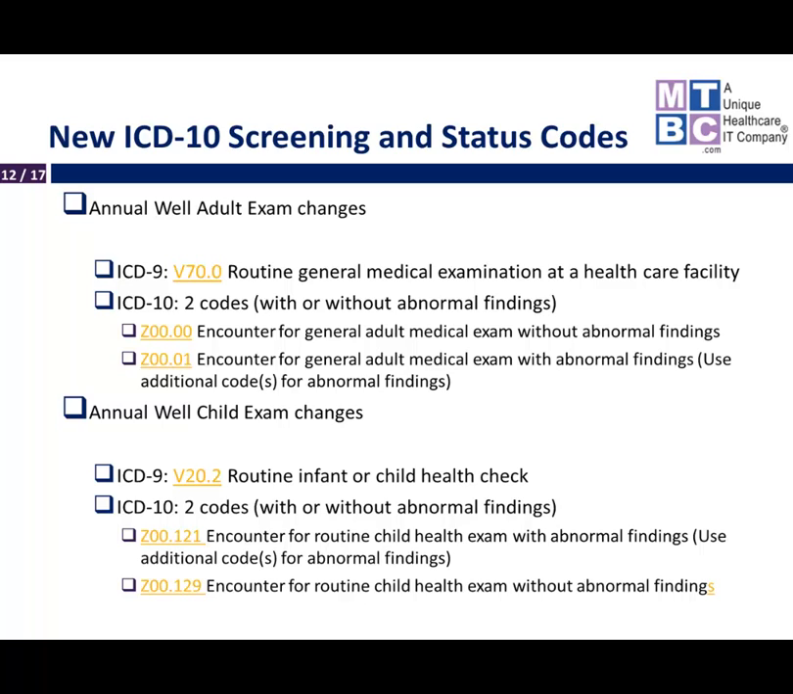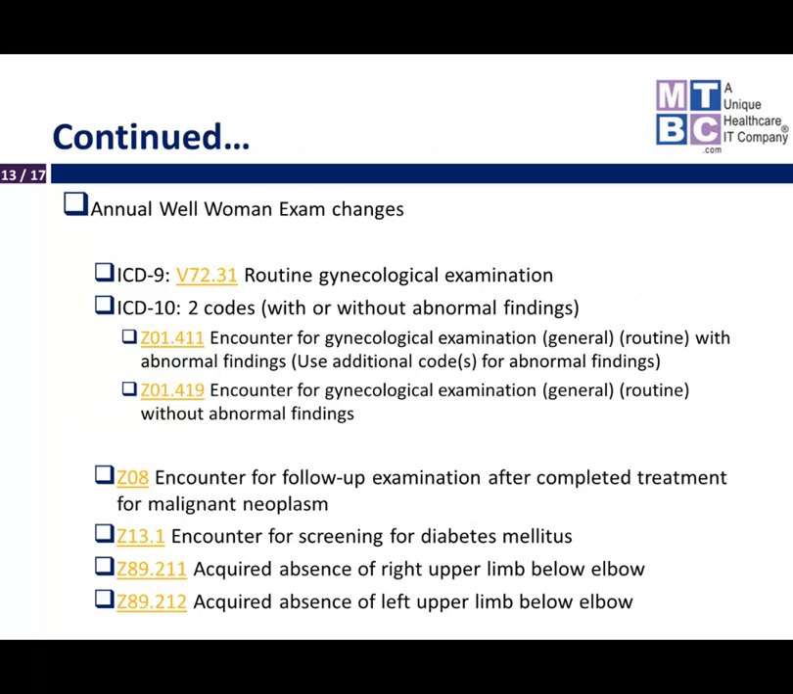As far as annual well child exam, it's the same thing, except this would be anybody under 18 instead of V20.2. It's going to be Z00.121 with abnormal findings, Z00.129 without. Okay. So that's a change. Same thing with annual well woman exams, with or without. So on a routine GYN exam, now V72.31, there's two choices in 10. So if somebody comes in and they have dysmenorrhea as well, you would code the abnormal and then code dysmenorrhea as secondary.